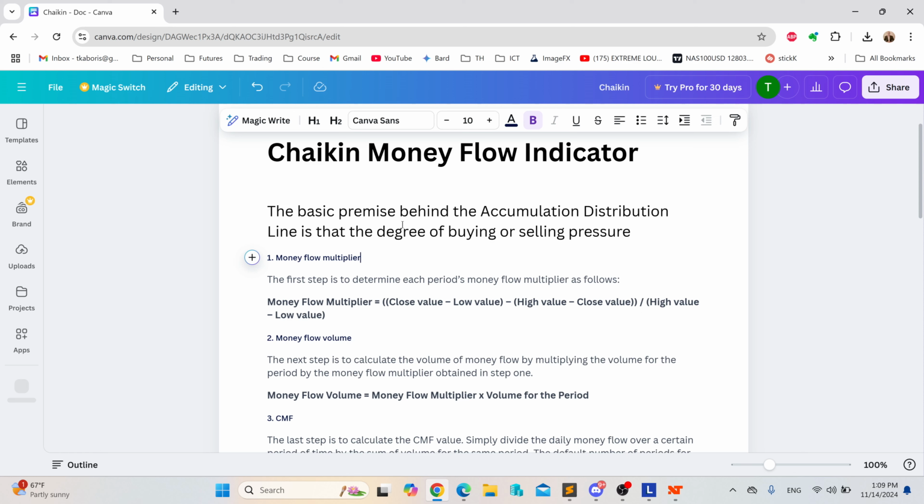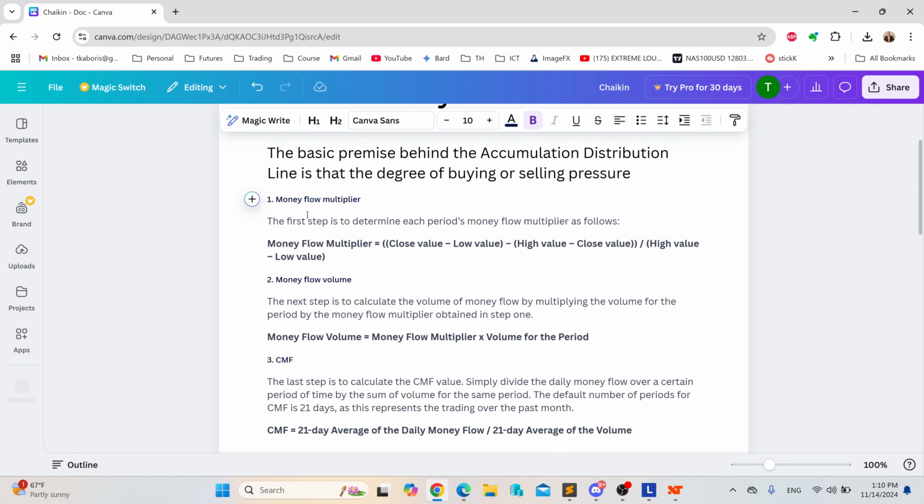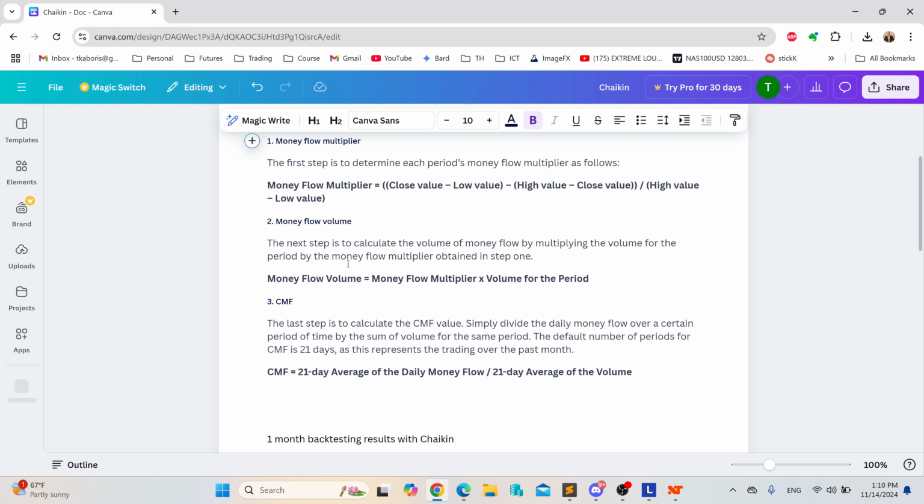So let's start with the basics. The idea behind this money flow indicator is to find the accumulation distribution level, or the buying and selling pressure. Again, this indicator is available on NinjaTrader or on any other platform. The calculations behind this indicator are threefold. You first find the multiplier, then you find the volume, and then you find this money flow index using that volume.